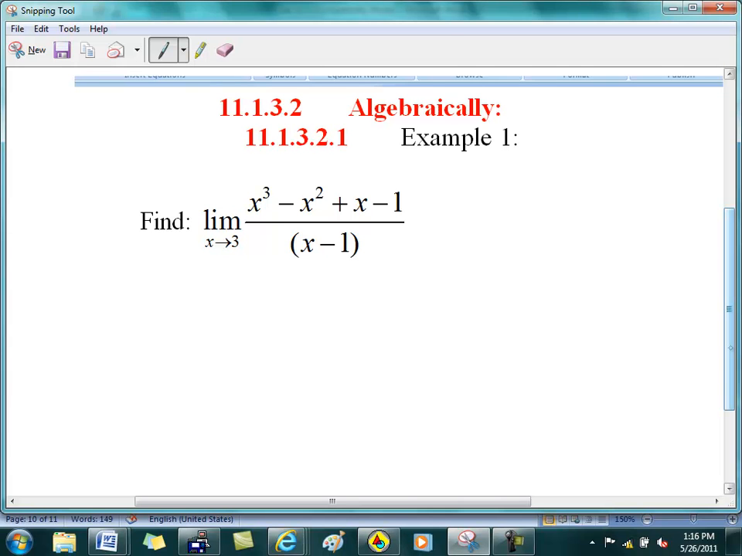The only time you have to worry about plugging it in is when a bad thing's happening, when the denominator becomes what? 0. Okay? When the denominator becomes 0, bad things happen. Well, in this case, does the denominator become 0 when x is 3? No. So you're okay. You can plug it in. So if you plug it in, this is what you get.